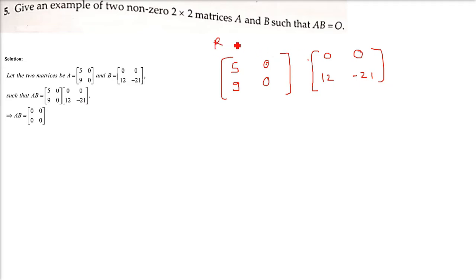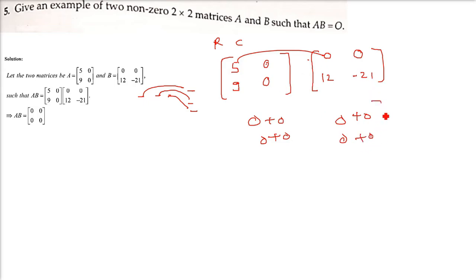Because we are essentially doing the row multiplication. These are the rows, these are the columns. When we multiply one by one, it should come as 0. And that is what will happen here. 5 into 0, 0, 0 into 12, 0. So 0 plus 0, 0. 5 into 0, 0. 0 into minus 21 is 0, 0, 0. 9 into 0 is 0, 0 into 12 is 0. 9 into 0 is 0, 0 into minus 21 is 0. So 0, 0. So it's all about how you perceive and speculate how the multiplication will be done.